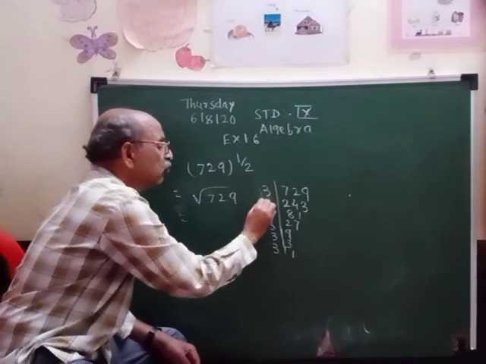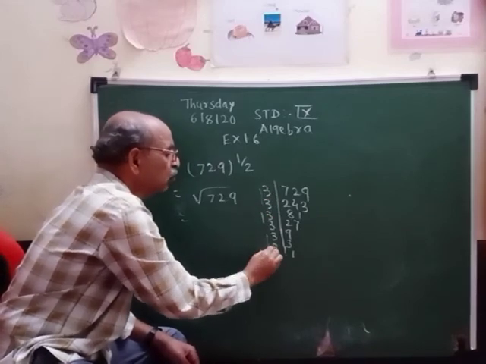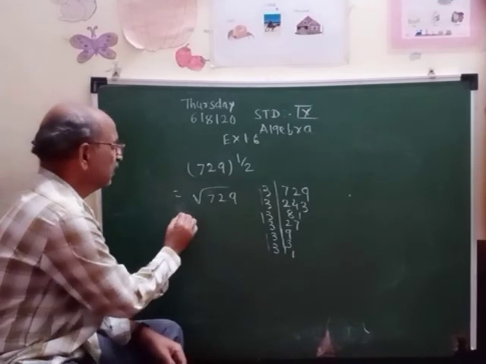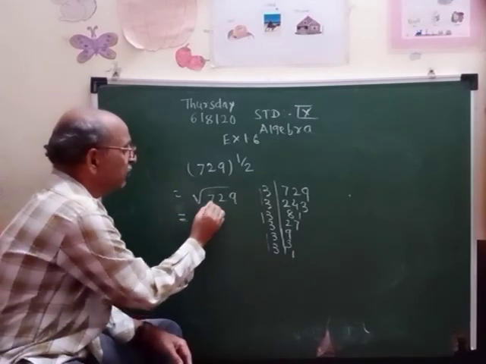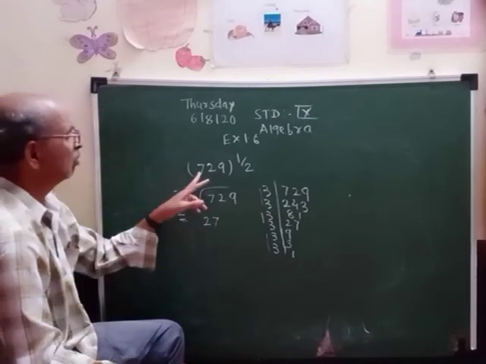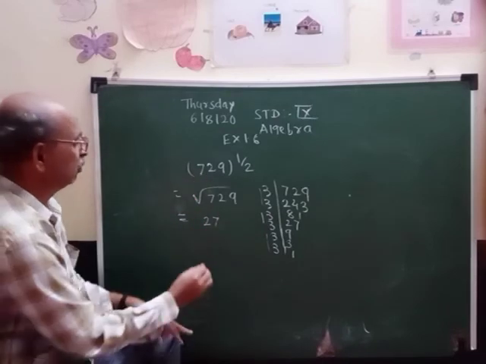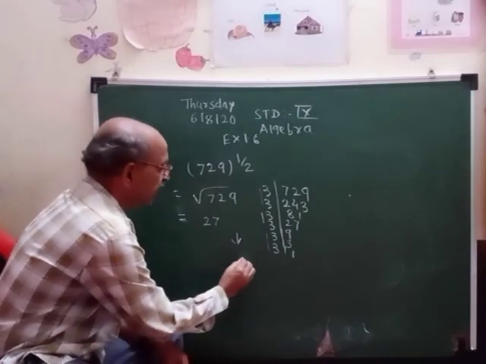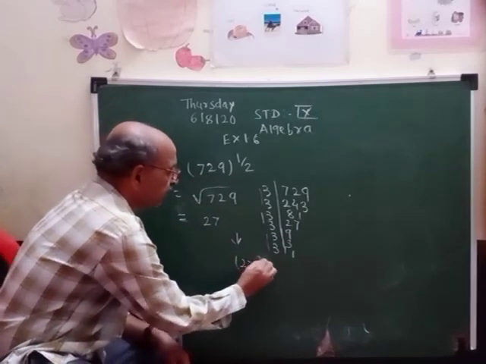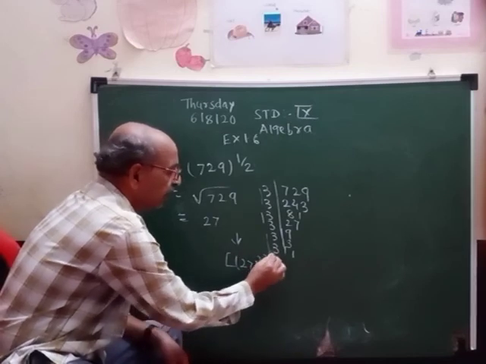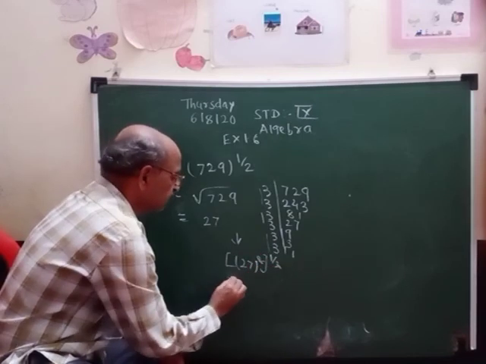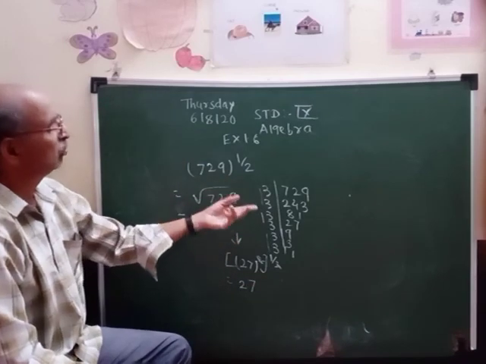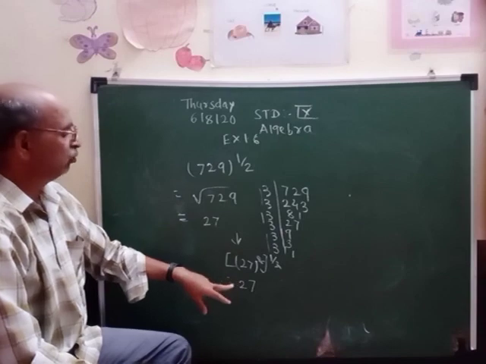So the square root you have to find out. So take the groups of 2 2. So this 3 into 3, that is 9, 9 into 3, that is 27. So the square root of 729 is 27. So the answer of this is 27. You can use the other method. If you know the square of this, you can write 27 square raised to 1 half, and these 2s cancel. So the answer is 27. So by any method you can use the rules of exponent and solve this.